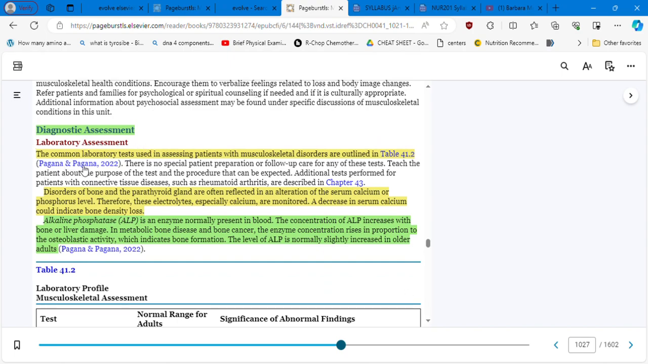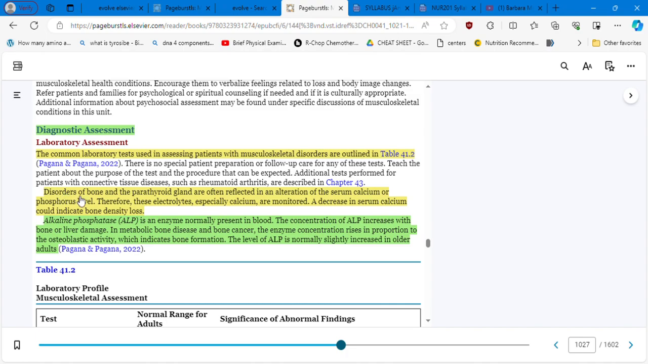Diagnosis assessment: the common laboratory tests used in assessing patients with musculoskeletal disorders are outlined below. And that's why many students feel that the musculoskeletal and the nervous system are two chapters that are so confusing and tedious to study. And it's not. If you get the right mnemonics, it's going to be fun.